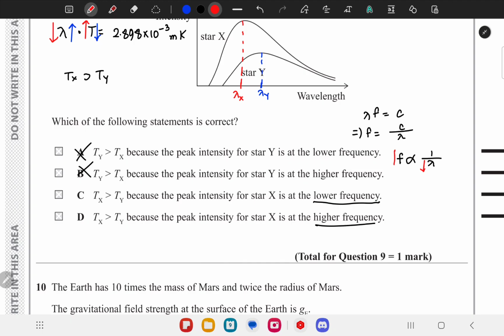so its frequency must be greater. The peak wavelength of star Y is greater, so its frequency will be smaller. D will be our answer, since X will have a higher frequency than star Y.